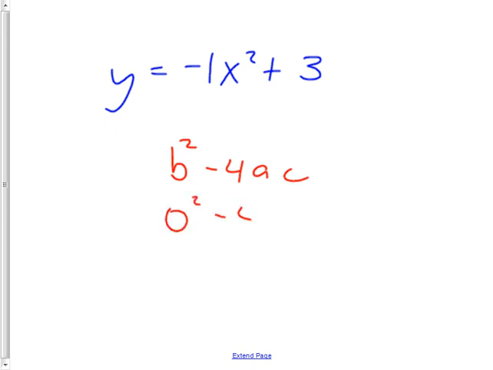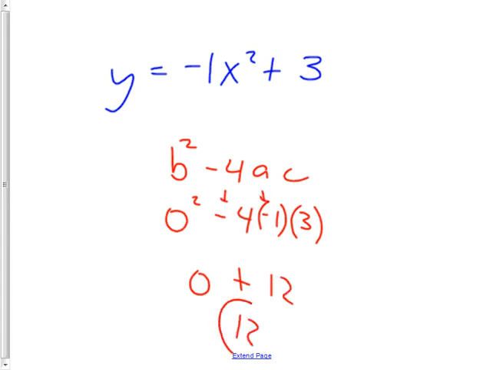0 squared minus 4 times negative 1 times 3. Final answer, 0 plus, because there's two negatives, 12. 12. Yay, the answer is 12. So I have 12 solutions, right? No. The answer is 12, so that just means that I have a positive number underneath the square root, so I'm going to have how many solutions? 2 solutions. Good.